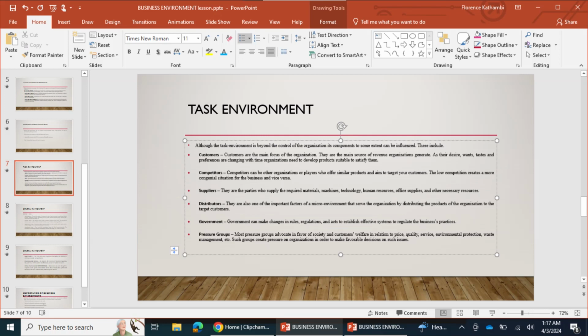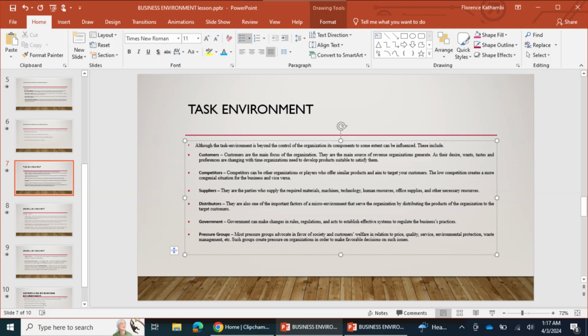Next, we have the customers. Of course, in business, the customer is always considered to be the lifeblood of the business. And it is the primary goal of every organization to meet the customer needs. It is the customer, again, who pays money for the organization's product. Therefore, it is important we analyze their power in the business.